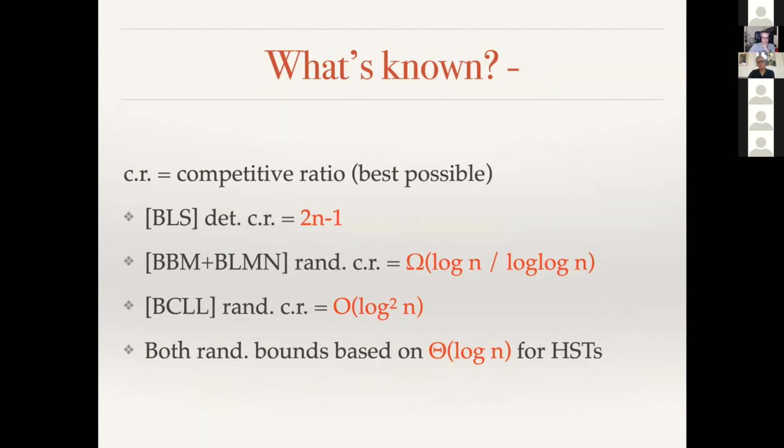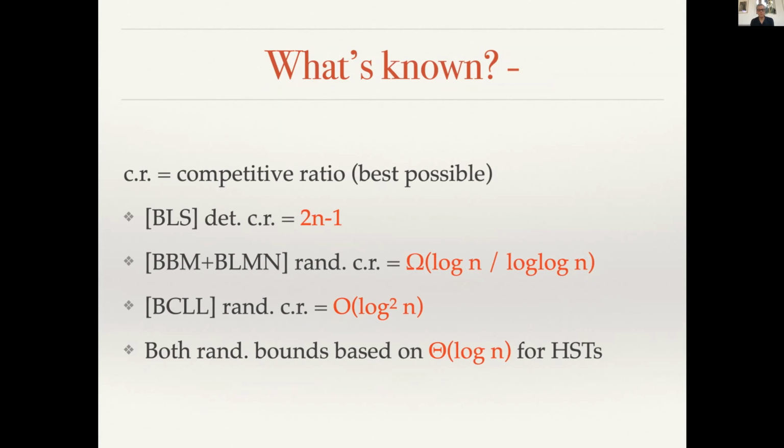Quite a lot is known about this model. It was introduced by Borodin, Linial, and Saks in the early days of online computing. They already had tight bounds for the deterministic case. We're measuring everything in terms of competitive ratio, and I'm talking about the best possible competitive ratio that can be achieved in any metric space. So in any metric space, there's a deterministic algorithm that gives a competitive ratio of 2n minus 1, where n is the number of states. And this is tight, so there is a matching lower bound.